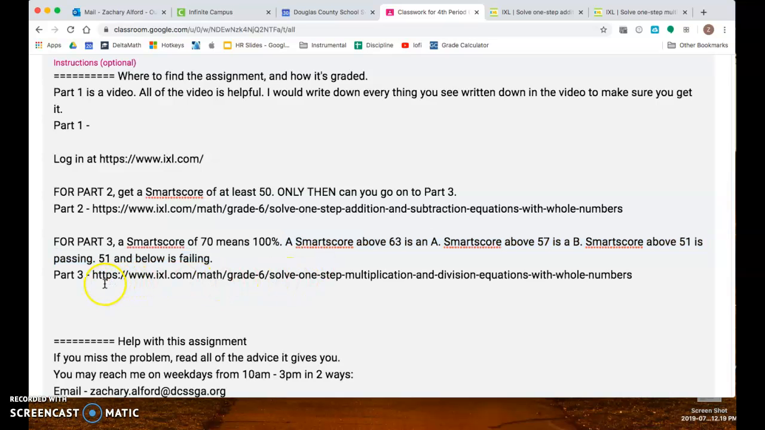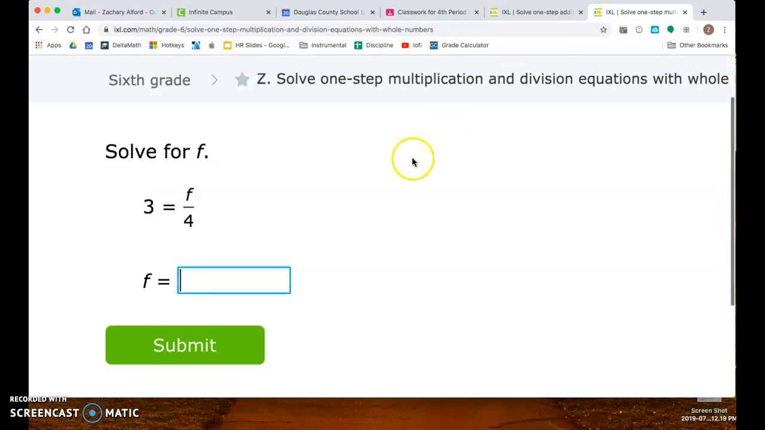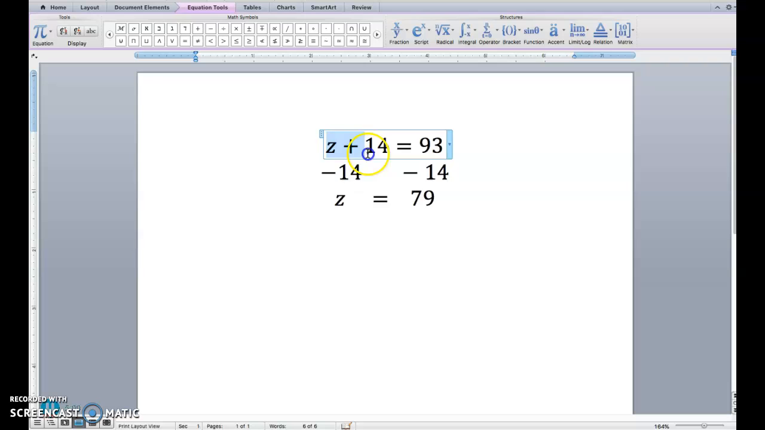So let's go to part 3. If you click on part 3, you get to go here, and here is one problem. Solve for f. 3 equals f over 4. All right, so 3 equals f over 4.